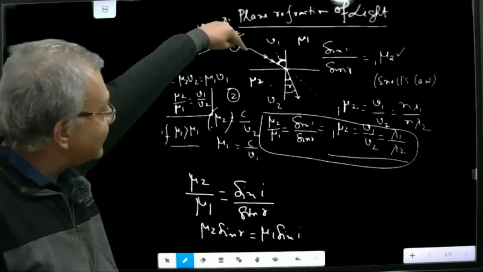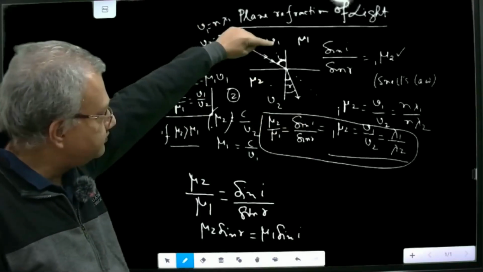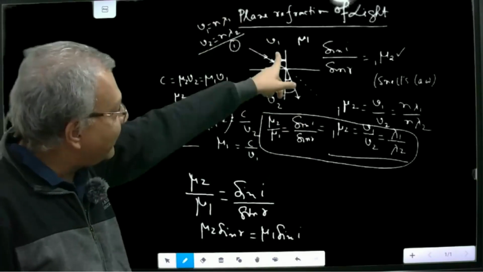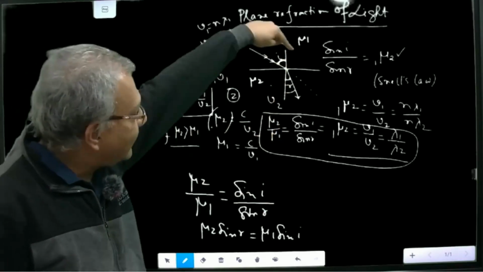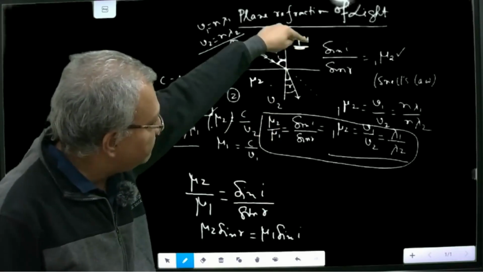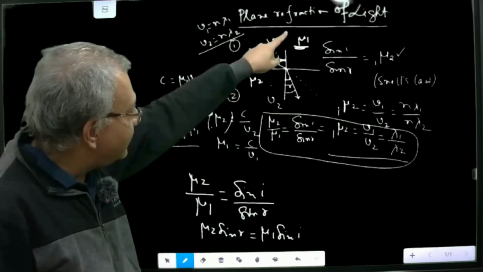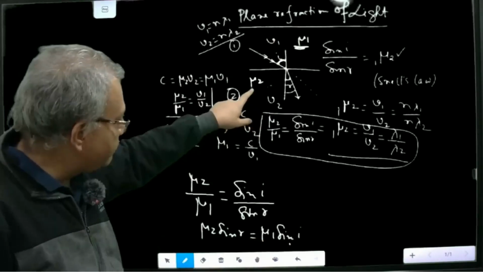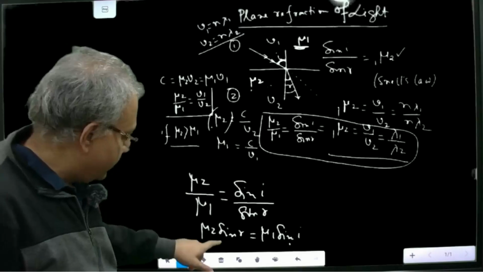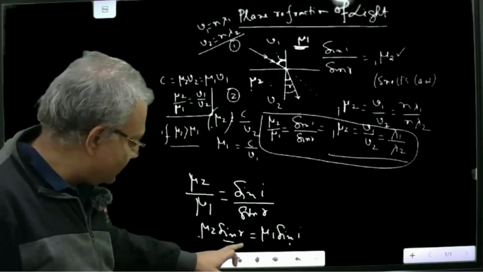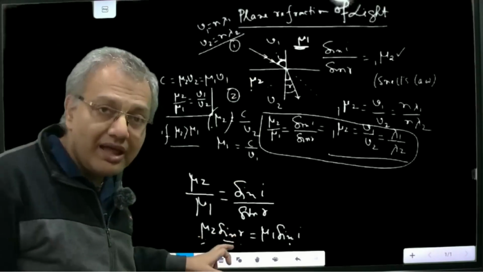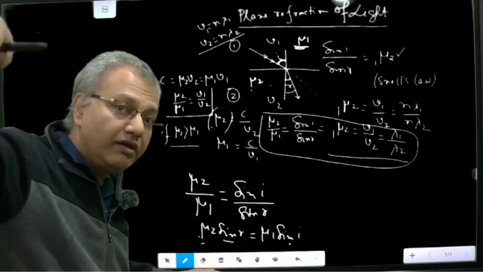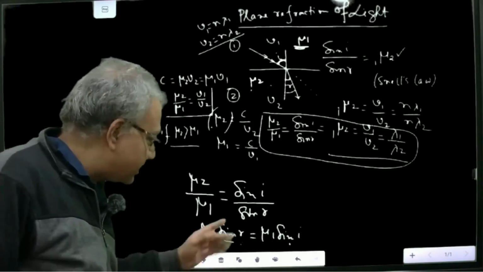The angle existing in medium 1 is I. So the absolute refractive index existing here, mu1, multiplied by sin I, the angle existing here, and the absolute refractive index existing here, mu2, into sin R. This multiplication of mu into the sine of the angle in that medium, this product is a constant.